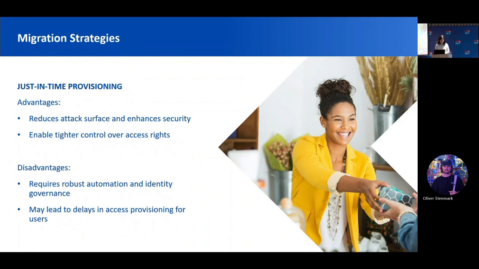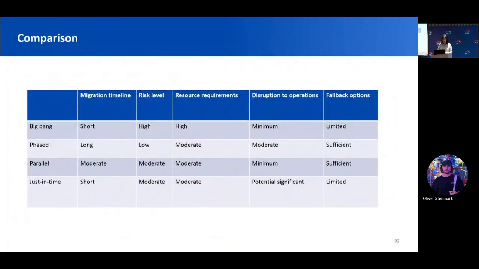These are all the four strategies I mentioned, and I also created a table to compare them in five different dimensions: the migration timeline, the risk level, resources required, disruption to operations, and fallback options. Just a small quiz. I made a mistake in column 4, disruption to operations. Does anyone want to have a guess which one is wrong? So I mentioned Big Bang has the minimum disruption to operations, same as parallel, and just-in-time has potential significance.